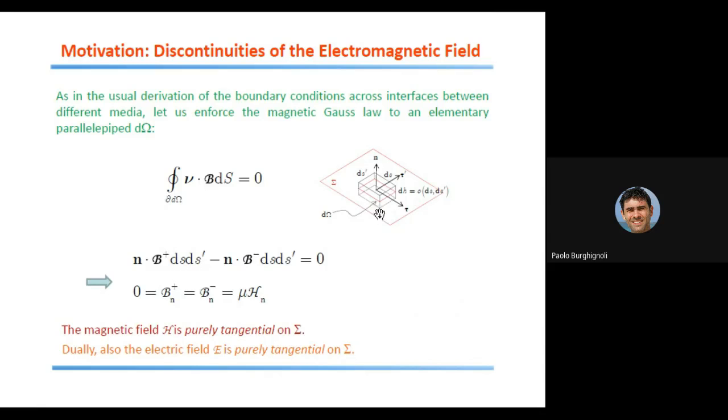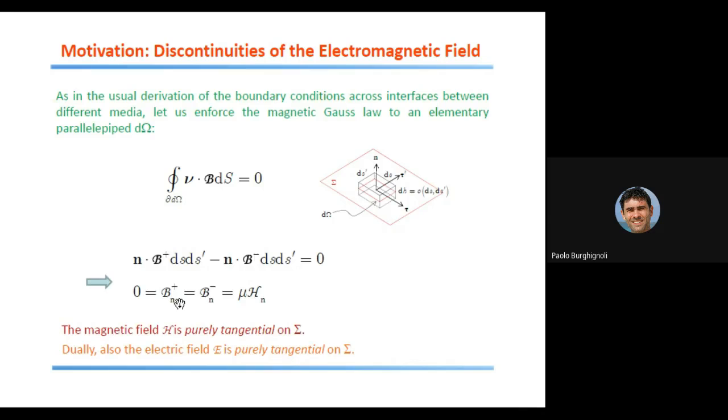You do exactly the same on the lower face, where, however, the unit vector which points outwards with respect to the volume is now minus n, and in the lower face, of course, you have B minus. Okay, the area is exactly the same, so dS prime gets cancelled, and from this you get the elementary result that the normal component of the magnetic induction is continuous across the surface sigma.